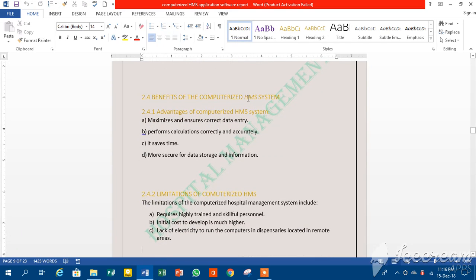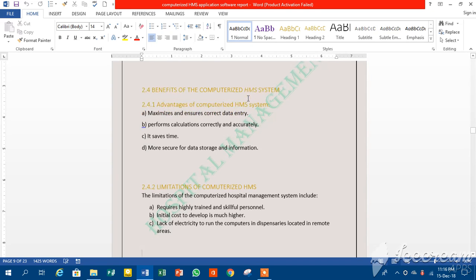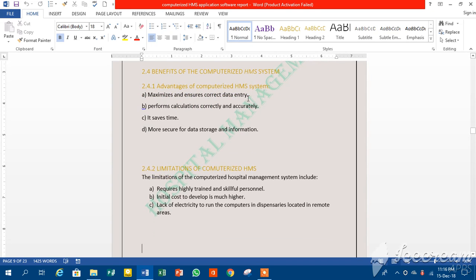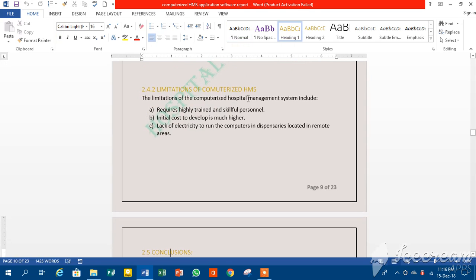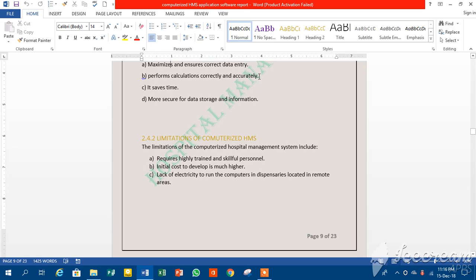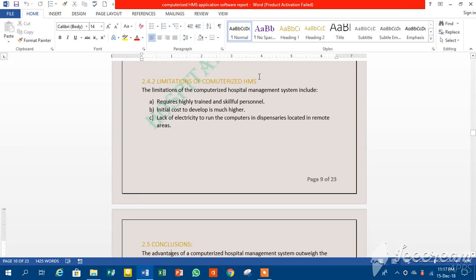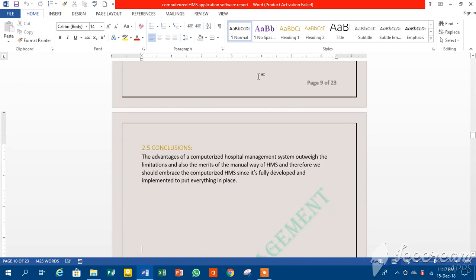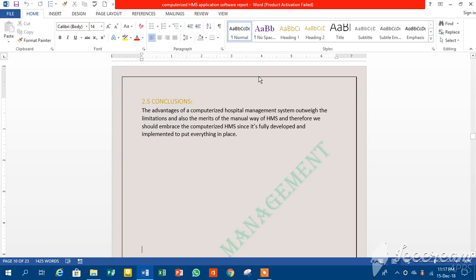records. We also have point number 2.4, benefits of the computerized hospital management system, and the advantages are as listed below. Number 1, or point number A, maximizes and ensures correct data entry, performs calculations correctly and accurately, it saves time, and lastly, it's more secure for data storage and information. We also have the limitations of computerized HMS as they are listed there, and lastly we have the conclusions.